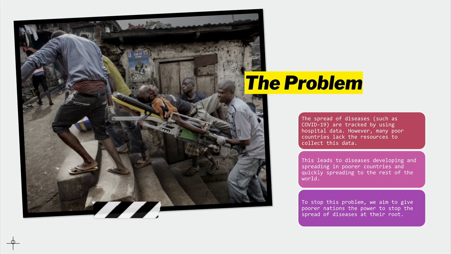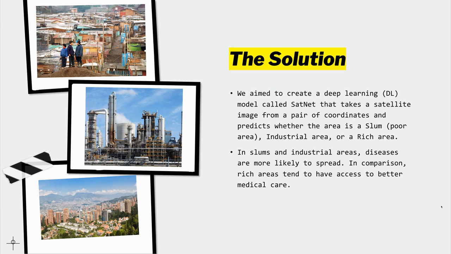To stop this problem, we aim to give poorer nations the power to stop the spread of disease at its root. Our solution is to create a deep learning model called SatNet that takes a satellite image from a pair of coordinates and predicts whether the area is a slum or a poor area, or an industrial area or a rich area. In slums and industrial areas, diseases are more likely to spread because people are often cramped together and conditions are often pretty bad.